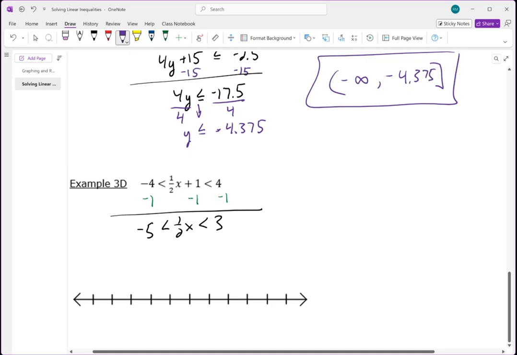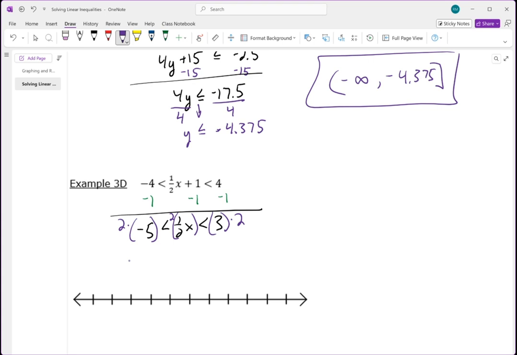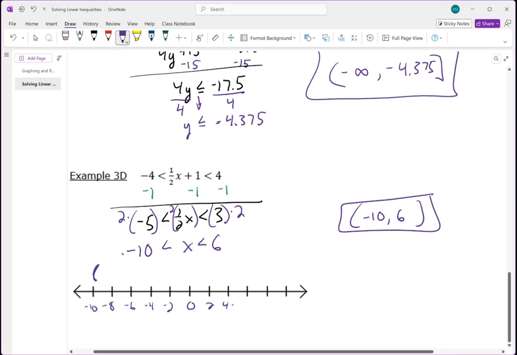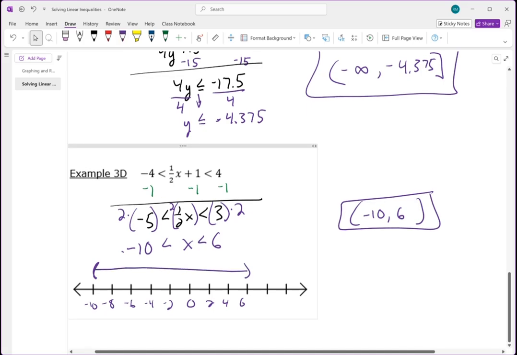Now, to get rid of that 1/2, I either need to divide by 1/2, but the same thing as dividing by 1/2 is multiplying everything by 2. So that's going to give me, negative 10 is less than x is less than 6. So I know that in interval notation is going to look like this. But if you want to visualize it, you'd probably want to make these each 2, negative 2, negative 4, negative 6, negative 8, negative 10. It's going between here and here. That's what the graph would look like. And that's how we solve linear inequalities.